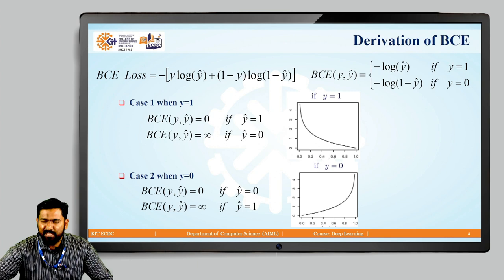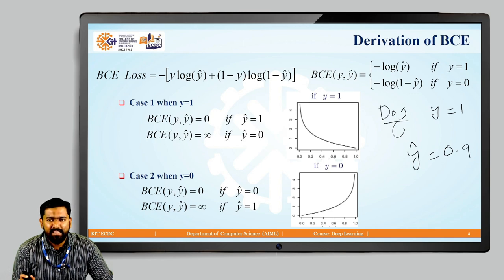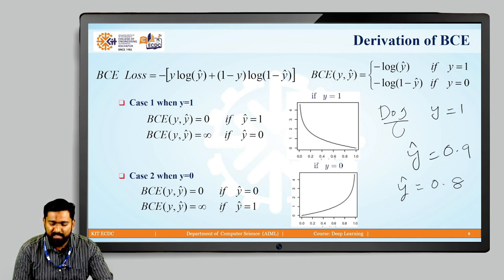Okay. Now, what is the intuition behind this? We'll see this. For example, if you have a dog as your class, means y equal to 1. If you predict y cap as 0.9, then you are telling that there is a 90% chance that the given image is a dog. So there will be a small difference. But if you predict y cap equal to 0.8, what does that mean? 80% that it is a dog. So we will put a threshold. For example, anything greater than 50%, I am considering it as dog only. So there is no much difference even if it's 0.9 or 0.8, because anything greater than 0.5, I'm telling it is dog only. So there is a small difference here also. It will not contribute difficulty in the model output. So that's why we can have a less loss when this value is very big.